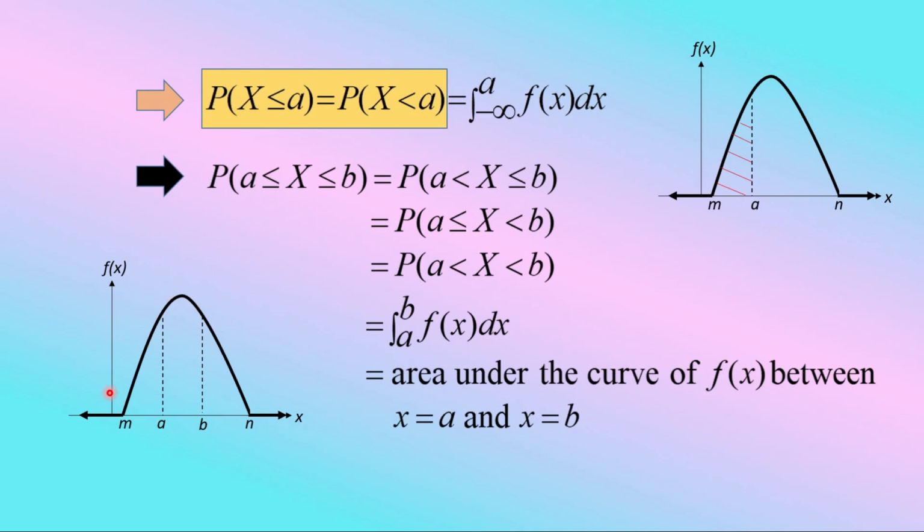Let's see the graph of the probability density function. Here is a and b. So this is the area under the curve of f(x) from a to b. So why is the probability X from a to b equal for all these forms? Since a and b are just lines, therefore the probability X at a and the probability X at b are equal to 0.